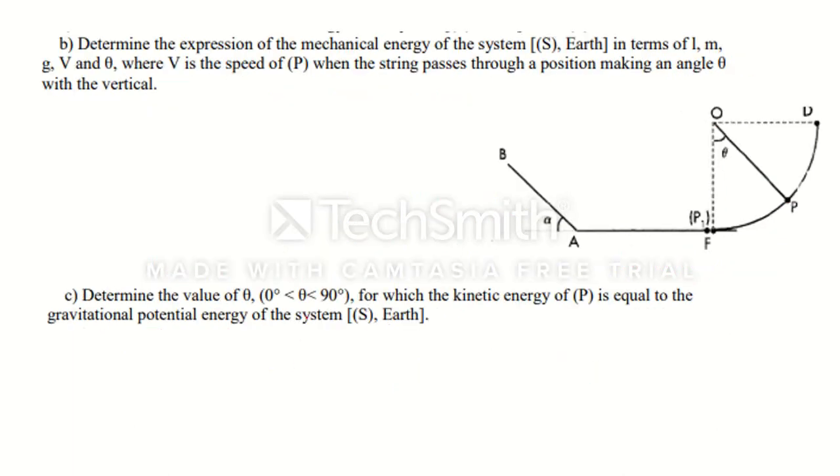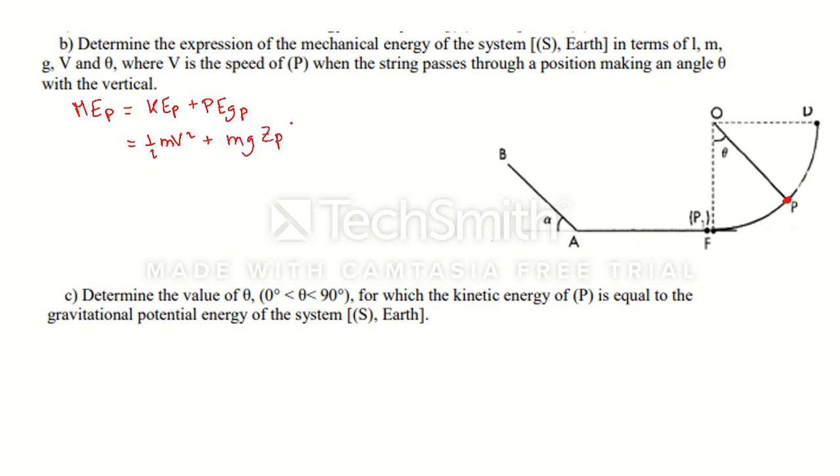Now, second question, part B: determine the expression of the mechanical energy in terms of L, m, g, v, and theta, where v is the speed of the particle when it's at the position making an angle theta with the vertical. So I want now to find the mechanical energy, but the expression at this point. So we are studying the same system. The mechanical energy at the point P is equal to KE at the point P plus PEG at the point P. Now KE is half m v square, and it's in terms of m and v, so it's done, plus m g z at the point P.